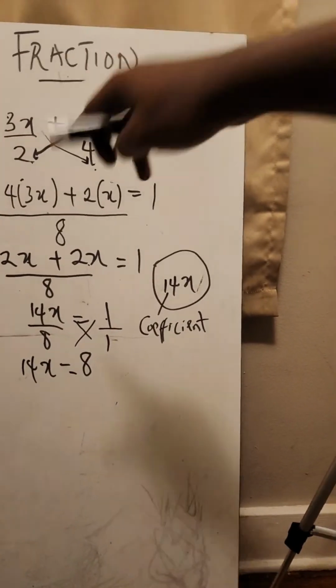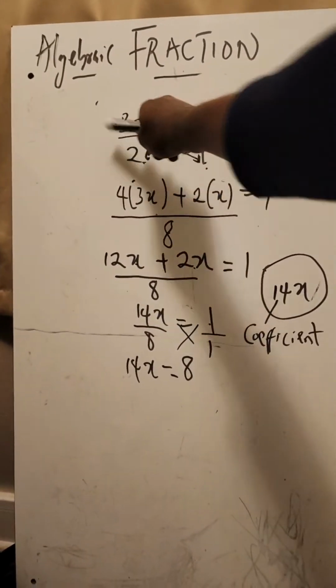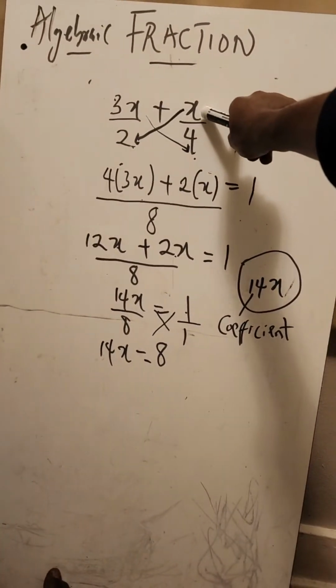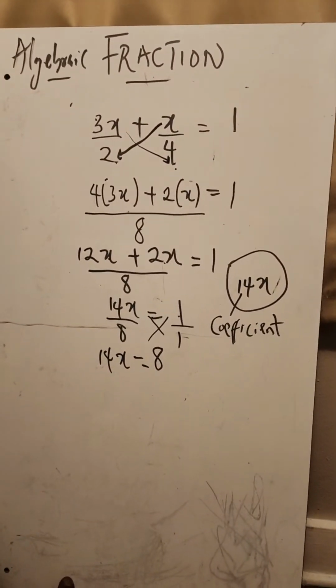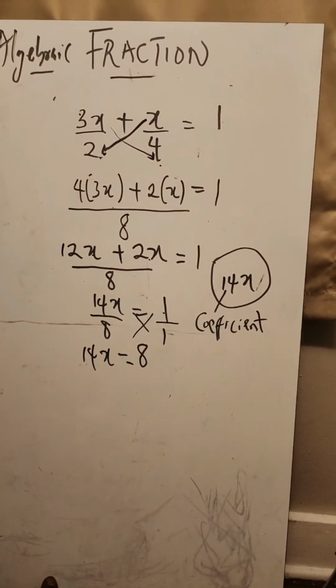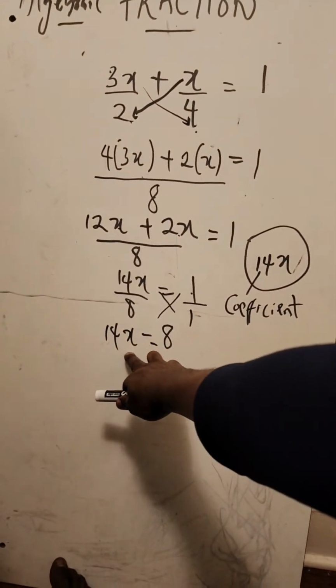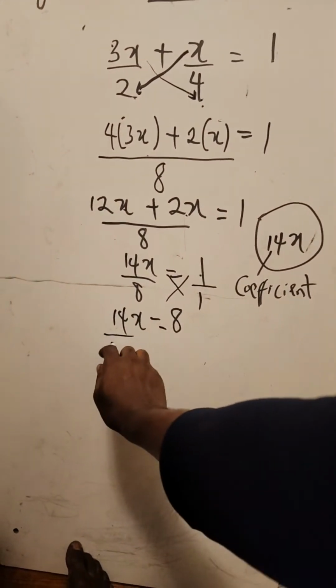For example, we have 3x. The coefficient of x in this is 3. Here I'm having x. The coefficient of x here is what? 1. So this is how to get the coefficient. The same thing we're going to do here: we have 14x equals to 8. So the coefficient of x is what? 14.